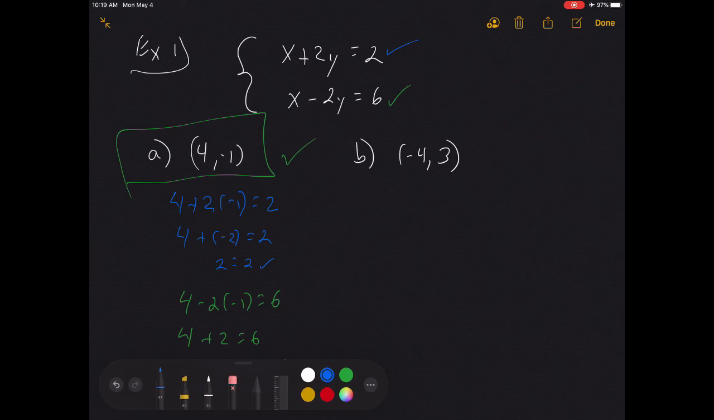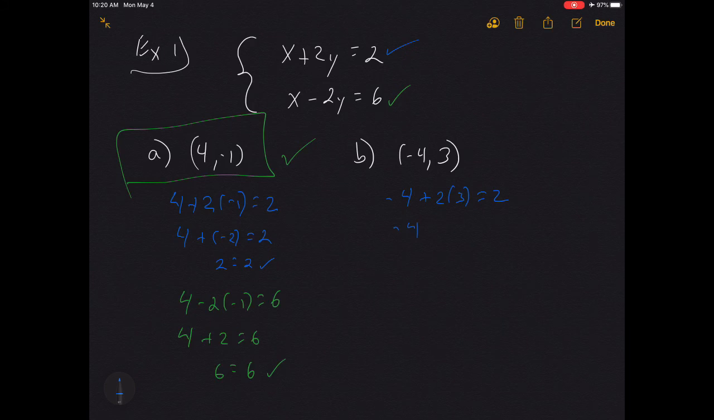Let's try the second point. If I take -4 and 3 and plug it into the top equation, we get -4 for x plus 2 times 3 equals 2. So -4 plus 6 equals 2. -4 and 6 is 2, so 2 equals 2. So that works. The second point works on the top equation. We have to try the bottom equation.